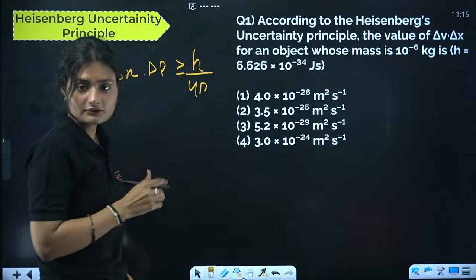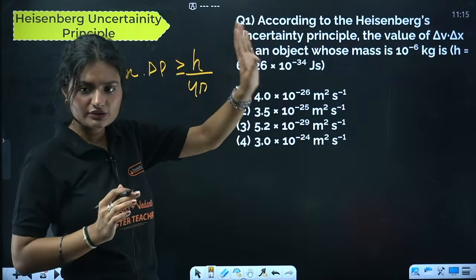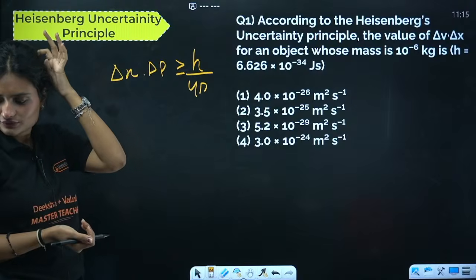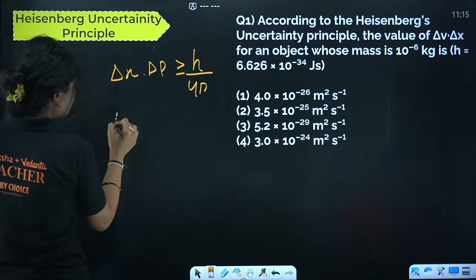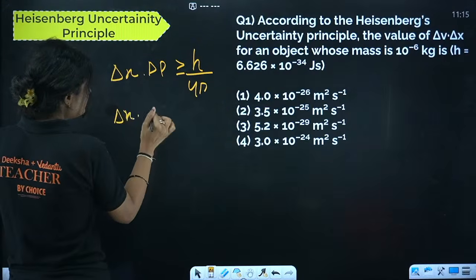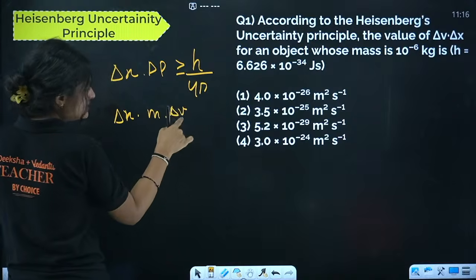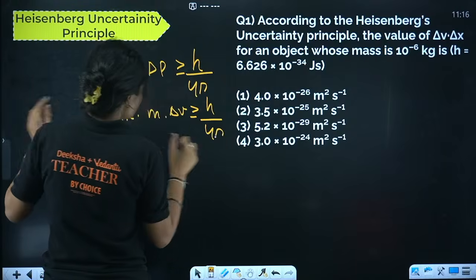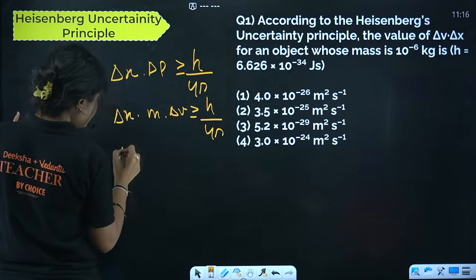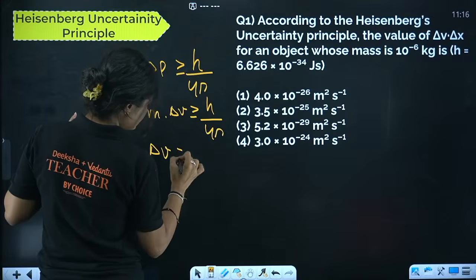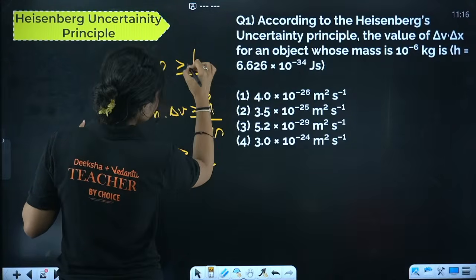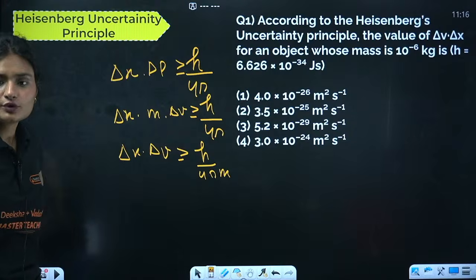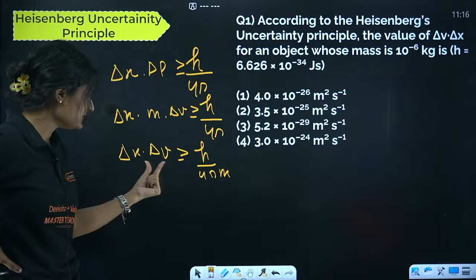Okay, so here we were asked delta V times delta X. There is no direct relation, so we will derive the relation. See, delta X times momentum, which is mv, m times delta V, where V is velocity and m is mass, is greater than or equal to h by 4 pi. If I take m to that side, I will get h by 4 pi m. Clear? This is what is being asked, delta V times delta X.